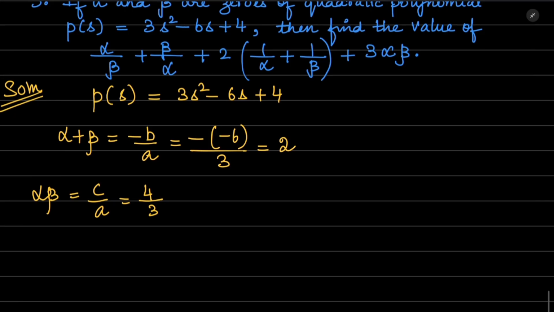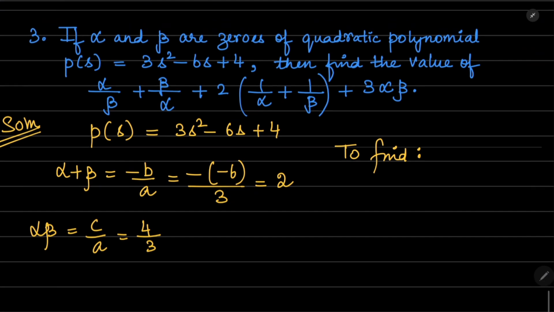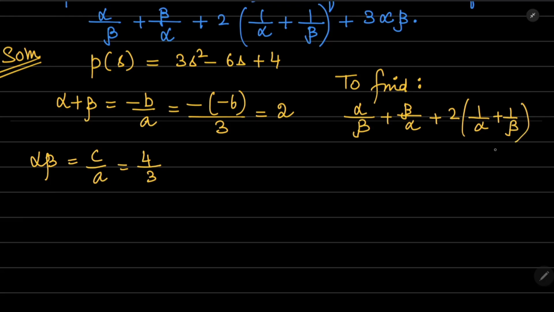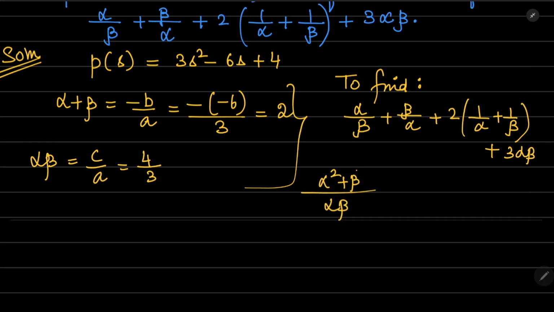Now let's see what you have to find. To find alpha by beta plus beta by alpha plus 2 multiplied by 1 by alpha plus 1 by beta plus 3 alpha beta. For the first two terms, take the LCM. So you will have alpha beta in the denominator, and alpha square plus beta square in the numerator, plus 2 multiplied by the same way.